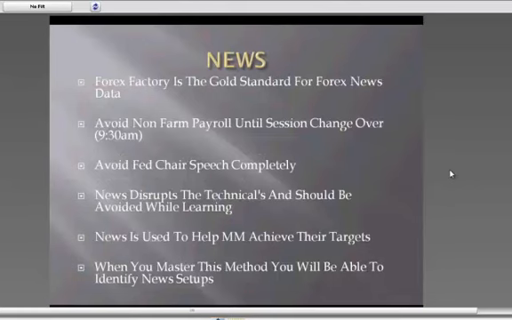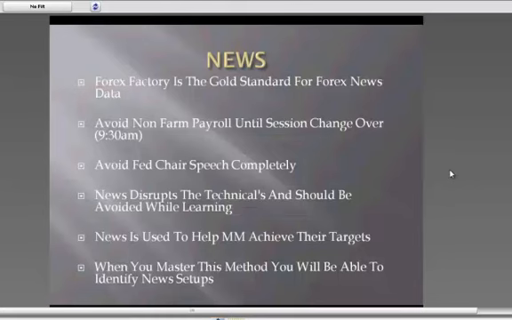Okay, Forex Factory is the gold standard for news. Avoid non-farm payroll till the session changeover, 9:30. If you're going to trade non-farm, wait for 9:30. Why? Because it takes an hour or so for the pattern to complete anyway. You'll be into the U.S. session changeover. I'd like to see you avoid the Fed chair speech completely, but you guys don't listen. You should be sleeping or you should be out enjoying the afternoon by then.